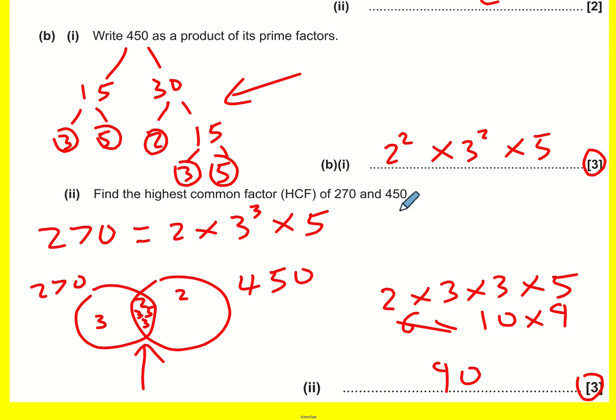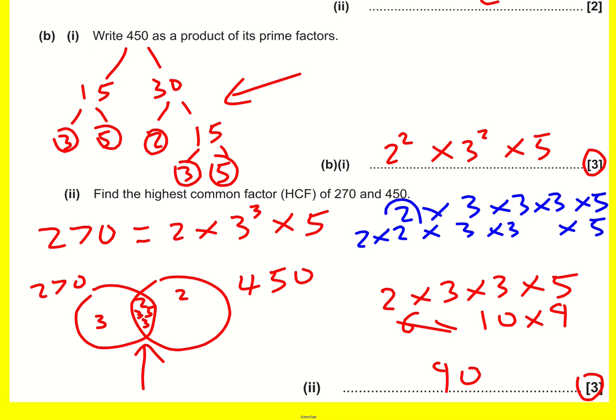Another quick way of doing it is to write these down a bit more fully. 2 times 3 times 3 times 3 times 5, and 2 times 2 times 3 times 3 times 5. These are my two numbers. And then you circle the shared ones and multiply those together. That will also give you 90. Just trying to give some different ways of doing this question. In any case, the answer is 90.